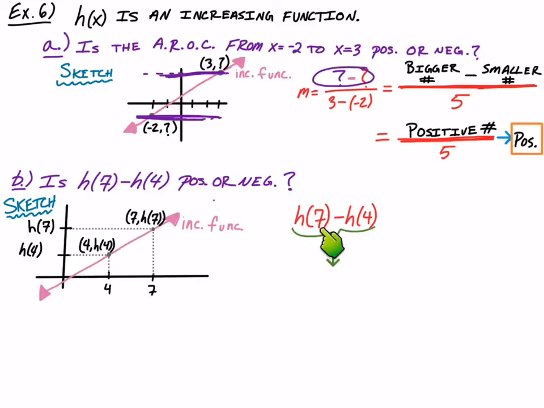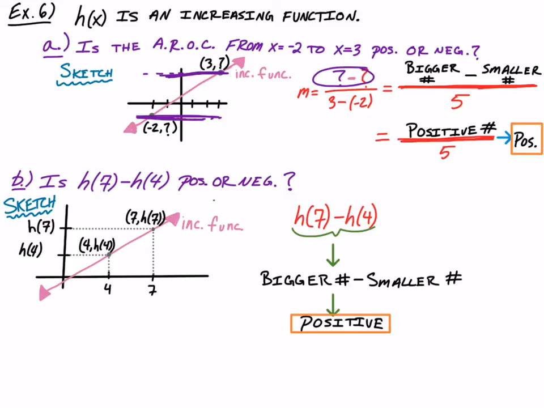Apparently, h of 7 is a bigger number, right? Because it's higher up on the y-axis here. H of 7 is a bigger number. So if we do a bigger number minus a smaller number, that answer is going to be, for sure, every time, positive.